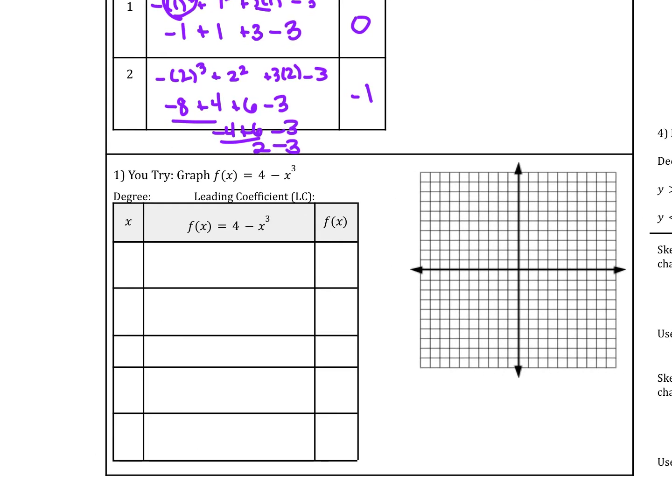And so go ahead and try example 1, 4 minus x cubed. You can kind of even think about it as just an x cubed, a cubic, that's flipped over and shifted up 4. That kind of helps you a little bit with what the graph should look like. So go ahead and try graphing 4 minus x cubed by plugging in some values, and go ahead and choose negative 2, negative 1, 0, 1, and 2.